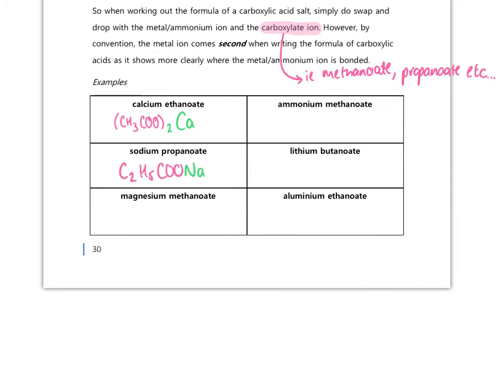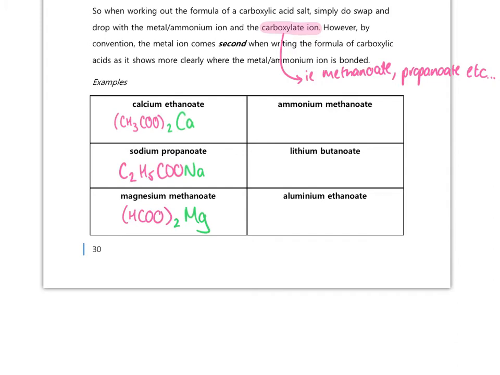Okay, so the next one was magnesium methanoate. So just to check you've got the right answer, methanoate is HCOO minus with a valency of 1. Magnesium has a valency of 2, so that should have swapped down to our methanoate, and then you have your Mg. So your final formula should be HCOO brackets 2 and then Mg.